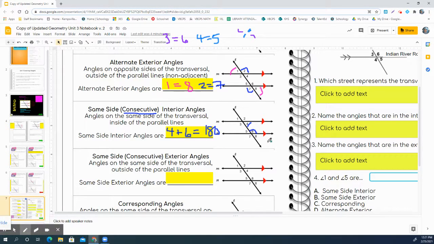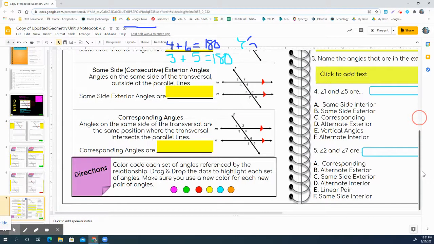What's my other pair of same side interior angles? I've got 4 and 6 and 3 and 5. Yes, sir. So we could do the same thing here. 3 plus 5 equals 180. I've got one acute and one obtuse angle. When they're different angles, they're going to add up to 180 degrees. When they're the same, they're going to equal each other. So just like with complementary and supplementary angles, when we go to set up equations tomorrow, we're either going to set them equal to each other or equal to 180. Those are going to be our two choices.